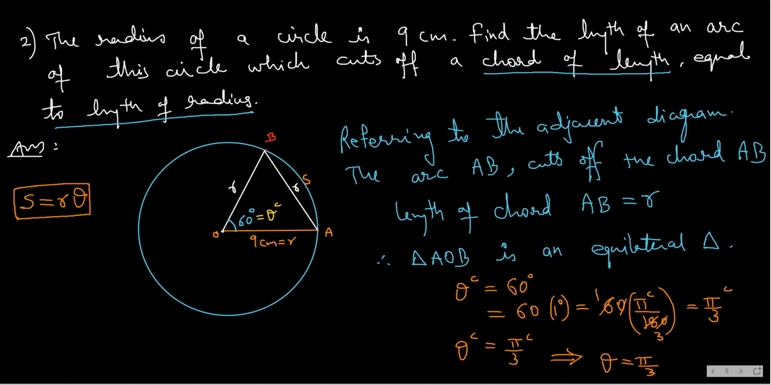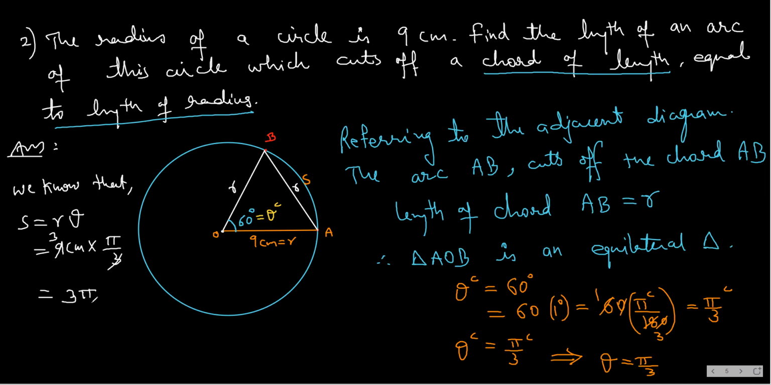Now I will write the formula S equals r theta. We know that S equals r theta. So S is 9 centimeters, and what is theta? Theta is pi by 3. So you get here 3 pi centimeters. This is the answer. I hope you all have followed it.